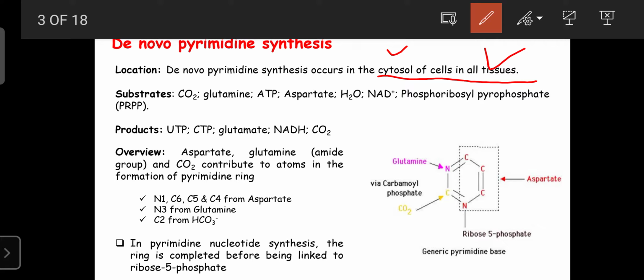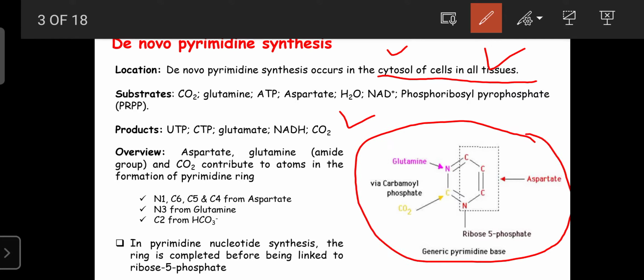These are required for pyrimidine synthesis through the de novo pathway. Regarding the end products of the de novo pyrimidine pathway, they are UTP, that is uridine triphosphate, then CTP, cytosine triphosphate, then glutamate, NADH, and the carbon dioxide. So these are the end products of the de novo pathway for pyrimidine synthesis. Now, this is the basic molecule of pyrimidines, which is required for the synthesis of further pyrimidine nucleotides.